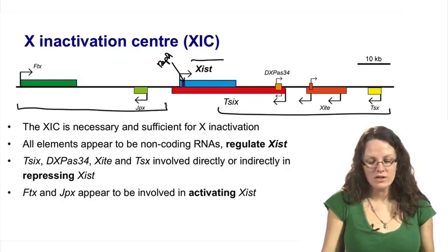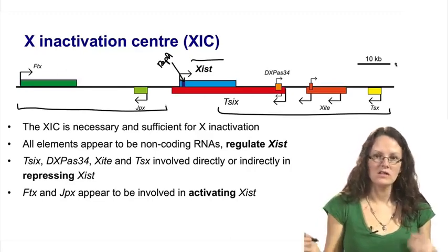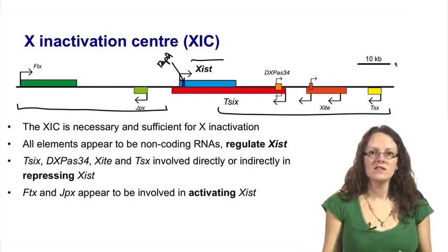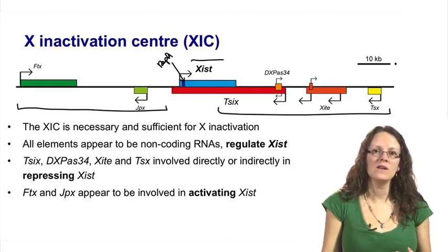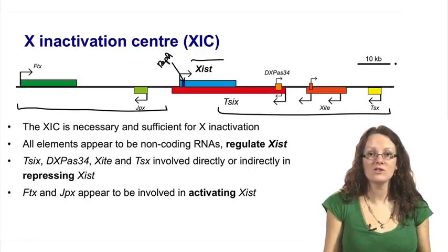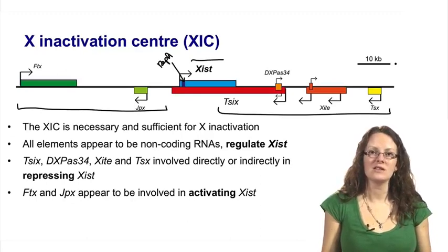Now, what we know is that this X inactivation center, if you take this region in its entirety, is necessary and sufficient for X inactivation to occur. What I mean by that is if you delete this region, then X inactivation won't occur, therefore it's necessary. However, if you take this whole region and place it onto an autosome, then you will get inactivation of at least part of that autosome. And so it's sufficient to get this inactivation to take place.